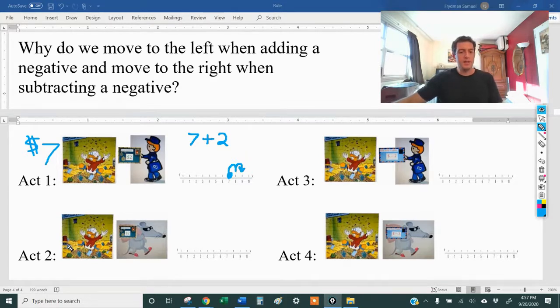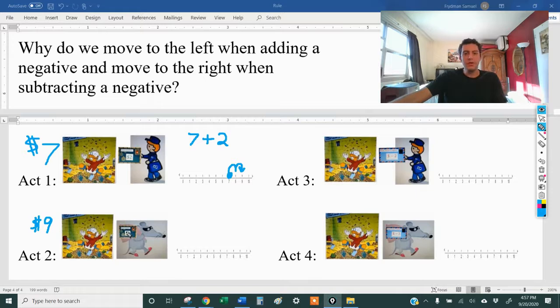Now, what happens in Act 2? Oh, by the way, we're at $9 now. So now you have $9 because you just got that money from your grandmother. And what happens here? Uh-oh, there's a mouse. And what did the mouse do? The mouse took away the letter from your grandmother unfortunately, with the money still in it.